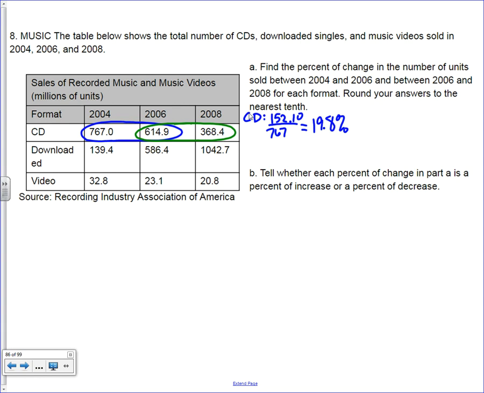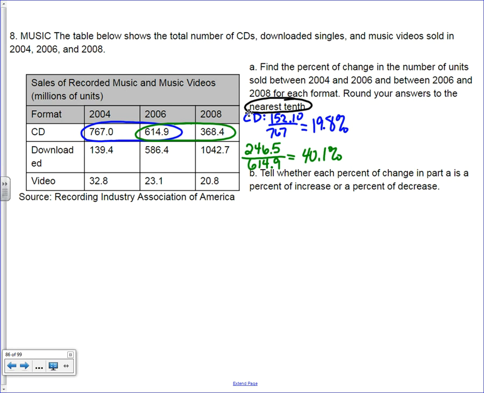All right, now we have to do the same thing from 2006 to 2008. So we are going to subtract them and you will see that that changes by 246.5. Divide by the original. Well, here the original would be in 2006, which would be 614.9. If you divide those, you get 0.401. Okay, if I change it into a percentage, it would be 40.1%. Notice here it says we're supposed to be rounding to the nearest tenth on these problems.